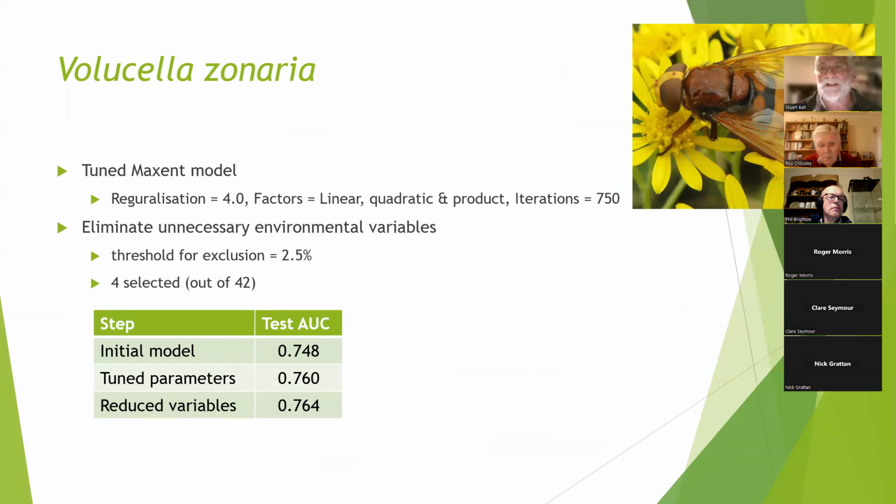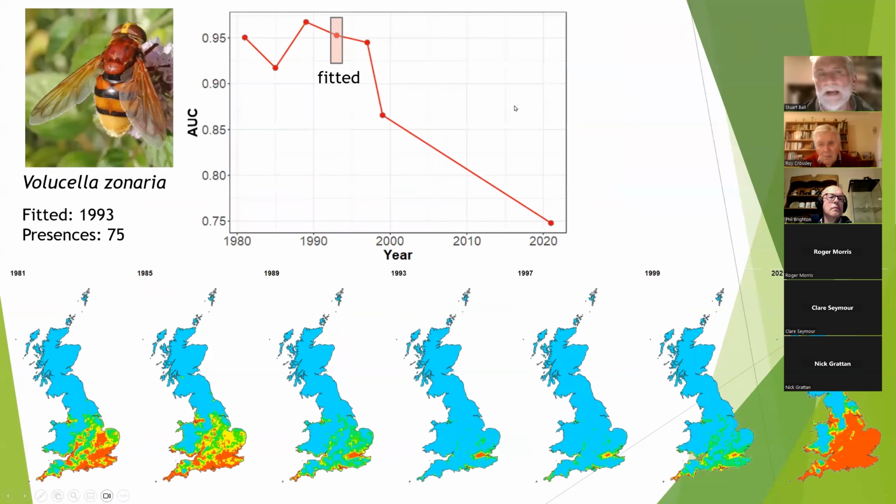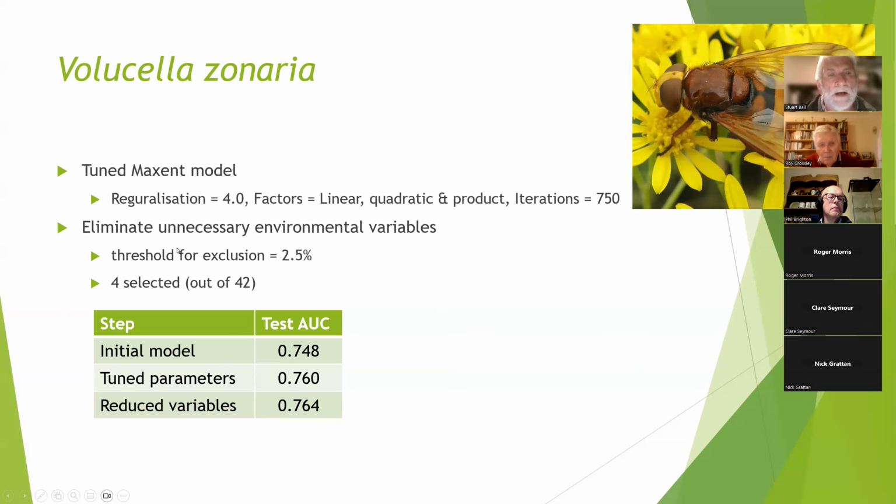I thought it'd be interesting to look at a species we know something about how it's been changing. So I went with Polyommatus... Pollenia... and again, exactly the same as before. I tuned the model. I got pretty similar results, but now it's linear, quadratic, and product factors and 750 iterations. And very strangely, nearly all the environmental variables got eliminated. I only ended up with 4 environmental variables, and the test AUCs never quite got to 0.8.